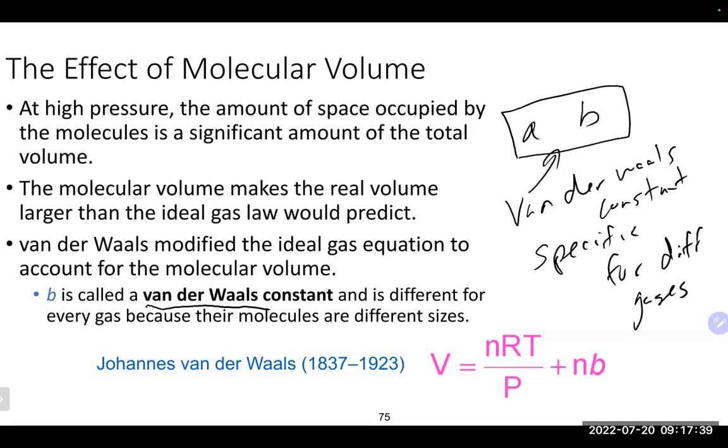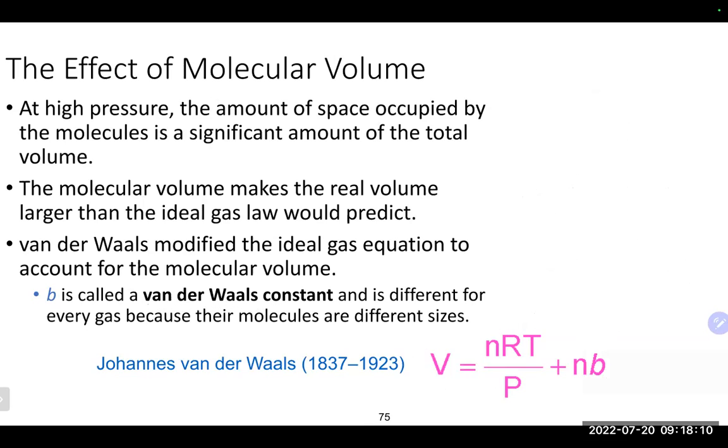Basically, he did a correction to the volume as a result of this really high pressure situation. These are all our same guys from the ideal gas law. That's our moles, that's our gas constant, that's our temperature in Kelvin, that's our pressure in atmospheres, that is our moles, and then this would obviously be our van der Waals constant for B. So this is what he did, as we'll see here at the end: he took the ideal gas law and built in these corrective values for real gases.